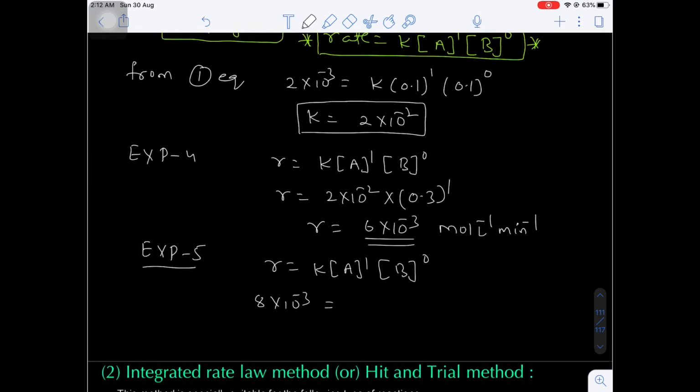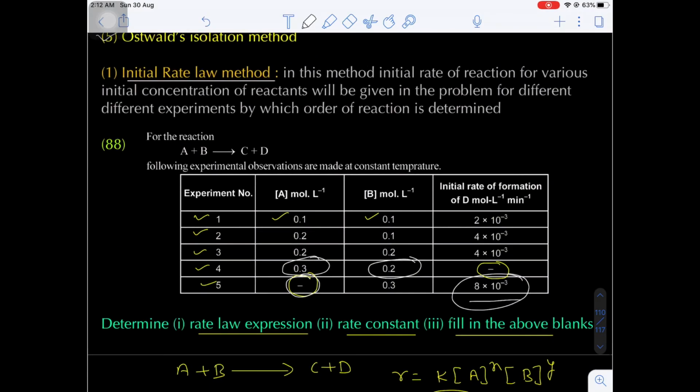So 8 into 10 raised to minus 3 equal to K value 2 into 10 raised to minus 2. What is the concentration of reactant A to be calculated, and concentration of B given 0.3 to the power 0. So from here the concentration of reactant A will be equal to 0.4 molar. So from here shall I write the 0.4 molar here? Here the answer will be 0.4 molar. Okay. Now here from experiment 4 we can write the rate of a reaction, that is the formation of D, 6 into 10 raised to minus 3.